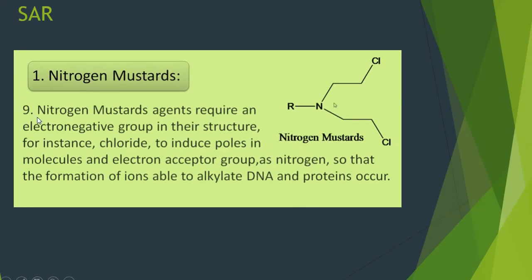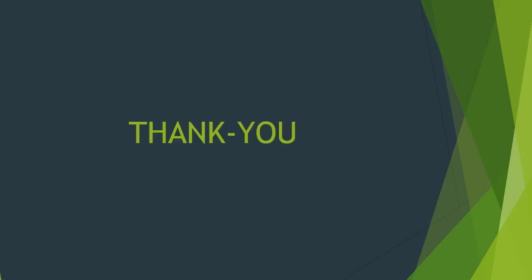The next and important point of structure activity relationship is that nitrogen mustard agents require an electronegative group in their structure, as we are already observing the presence of chlorine in all of the structures. This electronegative group is important for the activity because it can induce poles in the molecules and the electron acceptor group as nitrogen, so that the formation of ions able to alkylate DNA and proteins occurs. So this is all about the structure activity relationship. So this is all about the classification, mechanism of action, and structure activity relationship of alkylating agents.